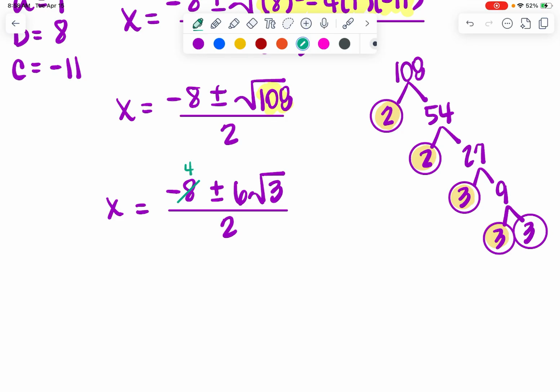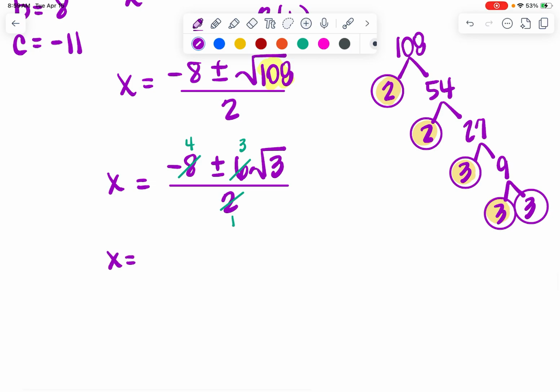So he's going to turn into a 4 or a negative 4. He's going to turn into a 3. And he's just going to turn into a 1, which I don't really need the 1 in the denominator. I don't need to write that. So my solutions are negative 4 plus or minus 3 root 3, which is the same answer. It's just the reduced version.